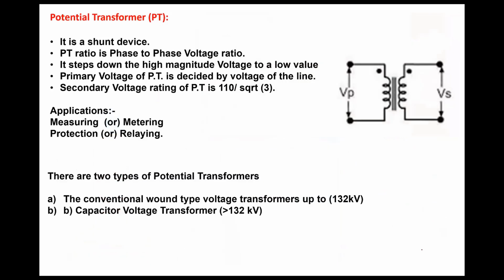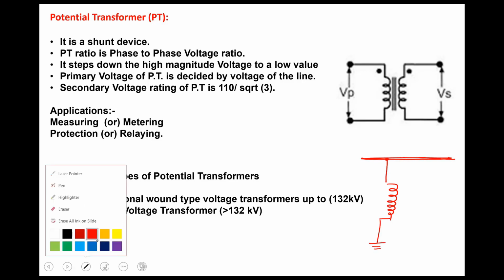The next one is potential transformer. Potential transformer is a shunt device. So it is connected between the high voltage conductor and the neutral or ground in many of the cases. Its connection will be something like this. Okay, so it is connected to ground, that is primary.